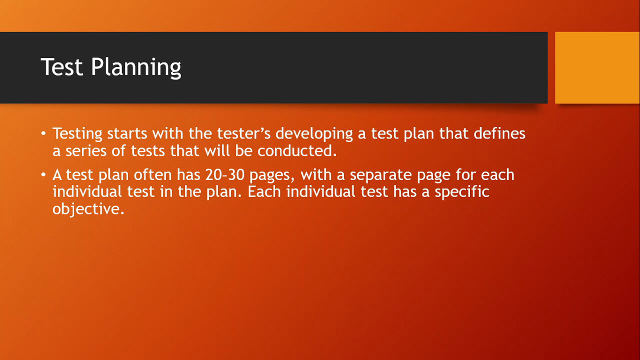And so on. So it reads here that testing starts with the testers developing a test plan that defines a series of tests that will be conducted. In other words, the test plan has different series of tests that you will be conducting. It's a list of different tests that you're going to take. You know what you're going to test. Okay? So a test plan often has 20 to 30 pages. It depends how big your project is, with a separate page for each individual test in the plan. Okay? So each individual test has a specific objective.